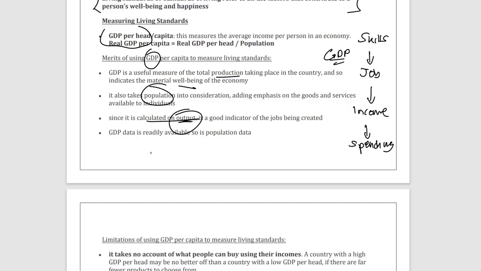And finally, GDP data is readily available, and so is population data. Population is calculated quite often, maybe not yearly for every country, but mostly yearly, I believe. So that is what you need to keep in mind.